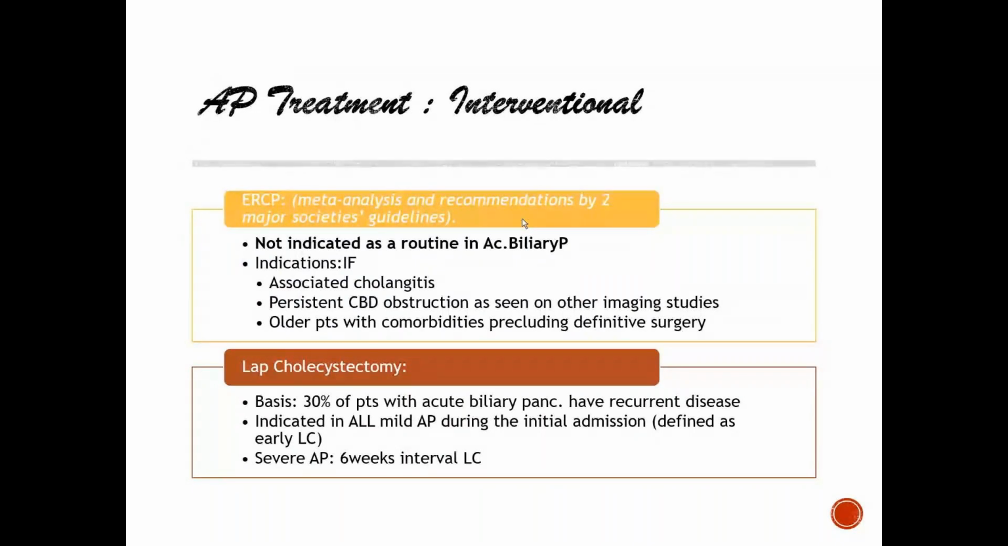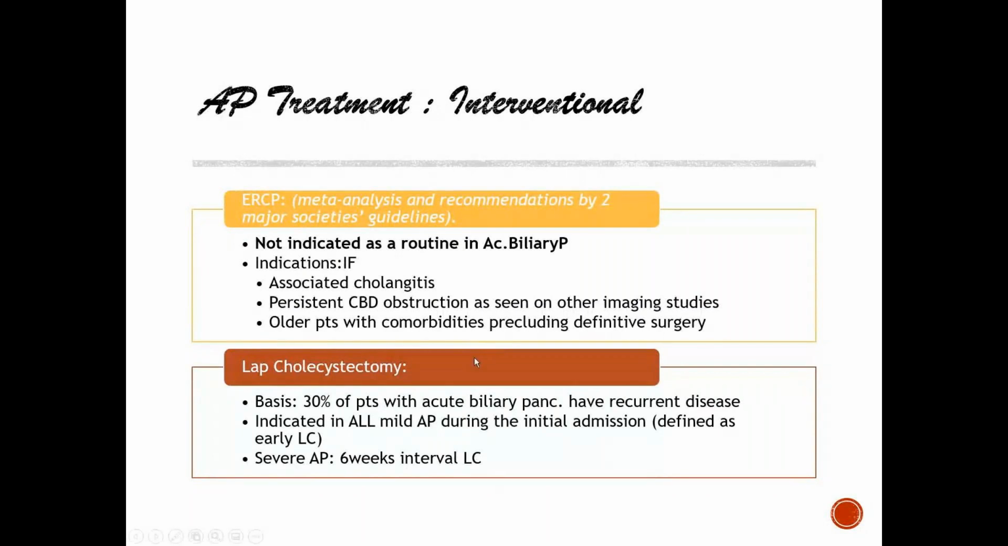It's only indicated, number one, if there is associated cholangitis, persistent CBD obstruction as seen on other imaging studies, and older patients with comorbidities which preclude definitive surgery at that point in time. So this patient has gallstone pancreatitis, and you know later on he may develop recurrent pancreatitis. But suppose the patient is so old, has comorbidity, a very weak heart or lung, and I can't do a lap chole. In that patient, an ERCP may be indicated.